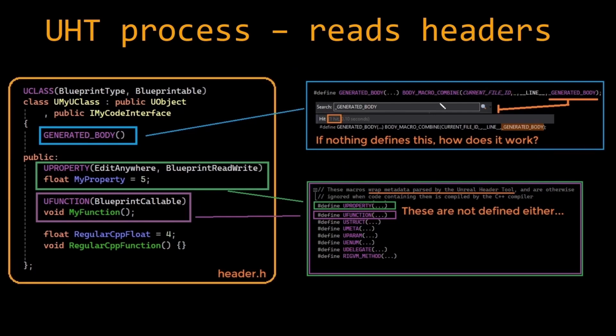So if we follow GENERATED_BODY, we see it's defined here as this macro combine current file ID, line number, and this generated body thing. But if you start searching for these, you just don't find them. And then the same thing for UPROPERTY and UFUNCTION. If you go to the definition of UPROPERTY or UFUNCTION, you'll find that they're not really defined. But you will find this text above it saying parsed by Unreal Header Tool.